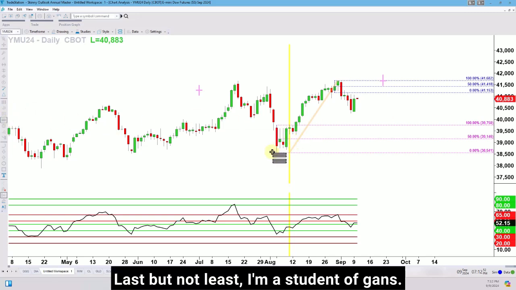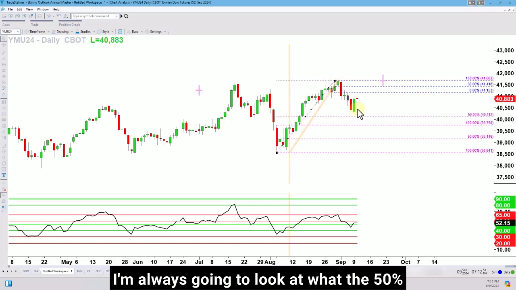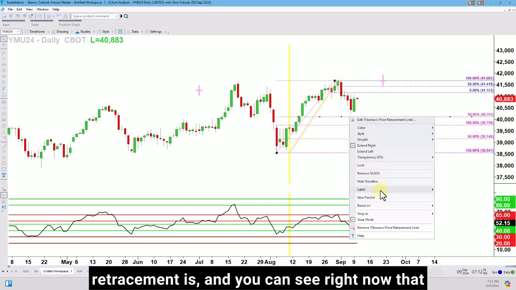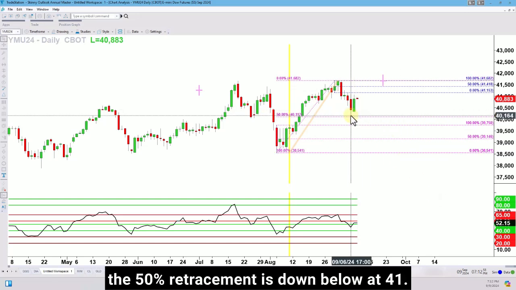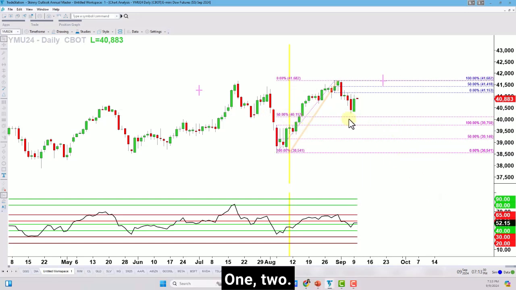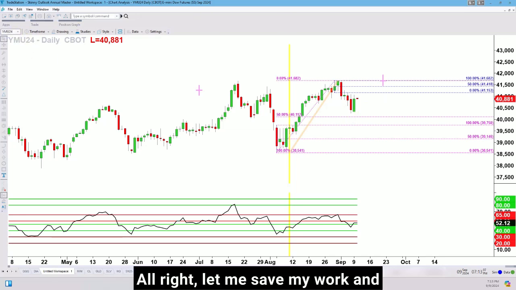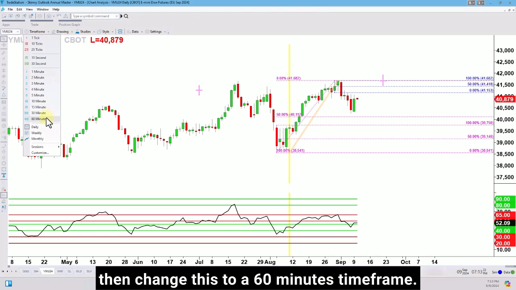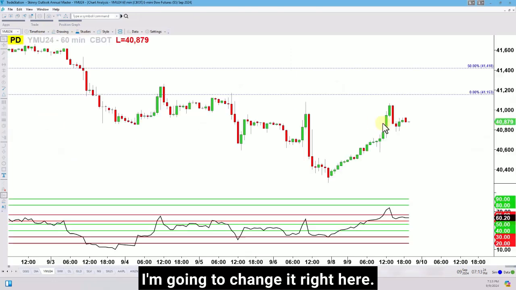Last but not least, I'm a student of Gann, so I'm always going to look at what the 50% retracement is. And you can see right now that the 50% retracement is down below at 4112. So that's an important support area. All right, let me save my work, and then change this to a 60-minute time frame. I'm going to just change it right here. All right.